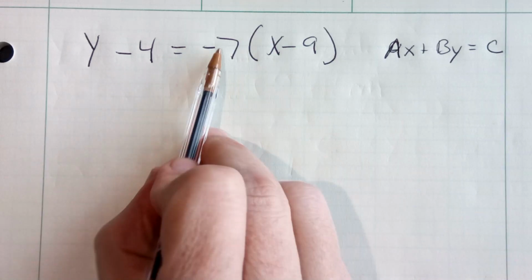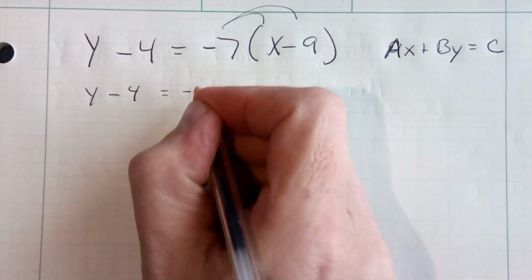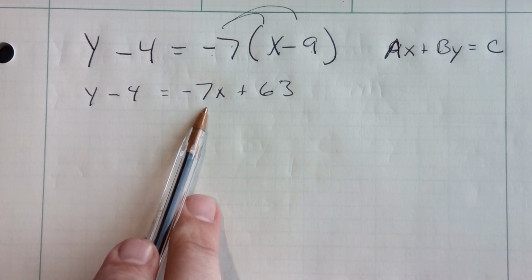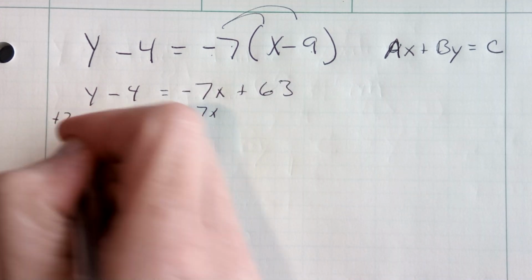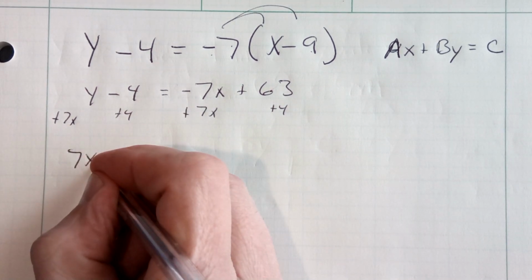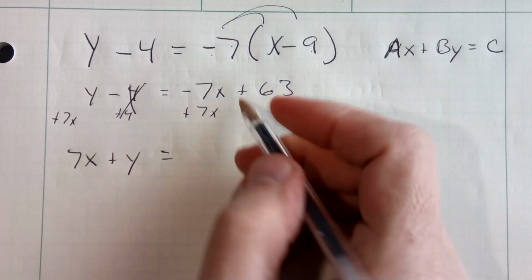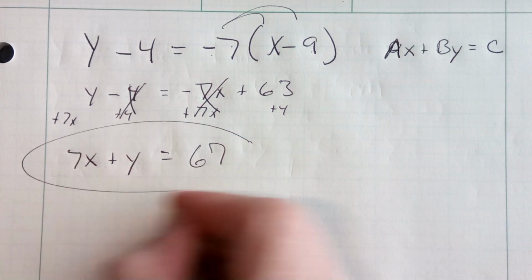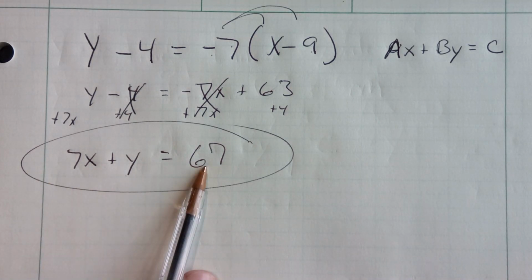So I'm going to first distribute in this negative 7. So I'm going to have y minus 4 equals negative 7x. Negative 7 times negative 9 will be plus 63. I don't like the negative 7x on the right side, so I'm going to add 7x to both sides. And I don't like this minus 4. I'm going to add 4 to both sides. And I actually get 7x plus y, because those cancel. 7x plus y equals, the 7x's on the right cancel, and I get 67. And that happens to be in the right form. The x term is positive, and I have the non-x and y term on the right.